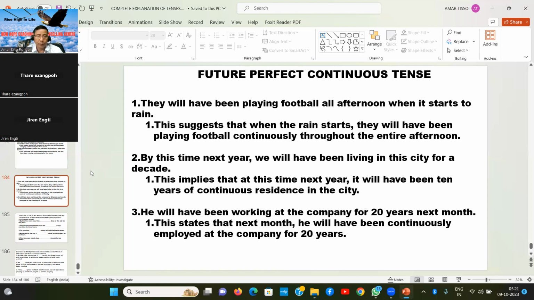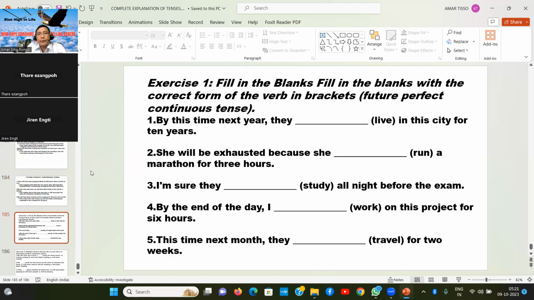That's how we use future perfect tense. Okay. So let's do a little bit of exercise for clarity and more understanding. Fill in the blanks with the correct form of the verb in brackets, in the future perfect continuous tense. Okay, number 1.